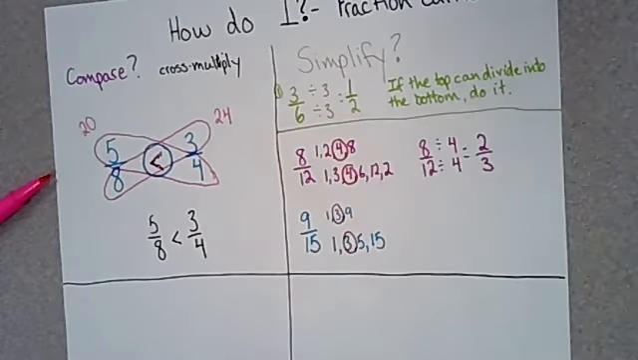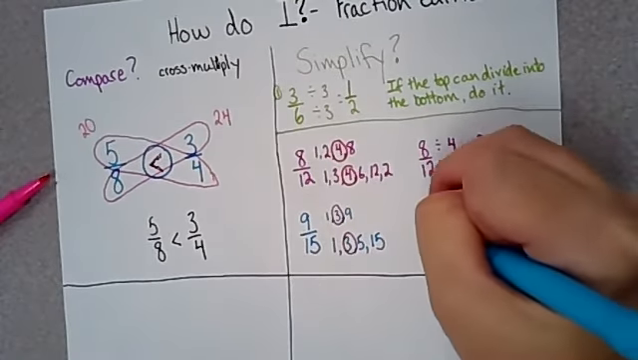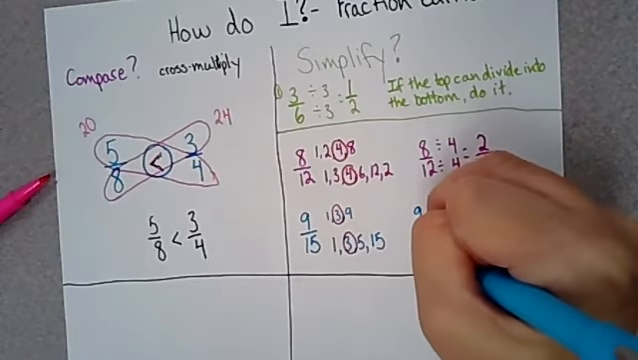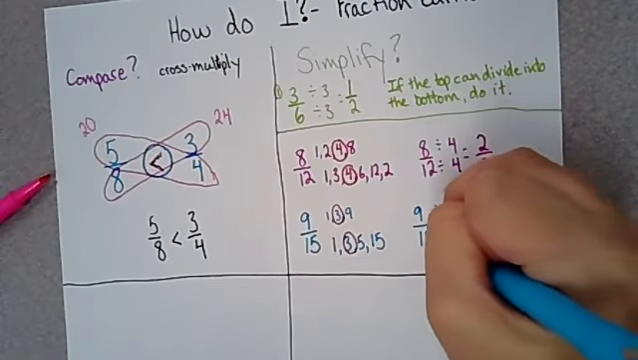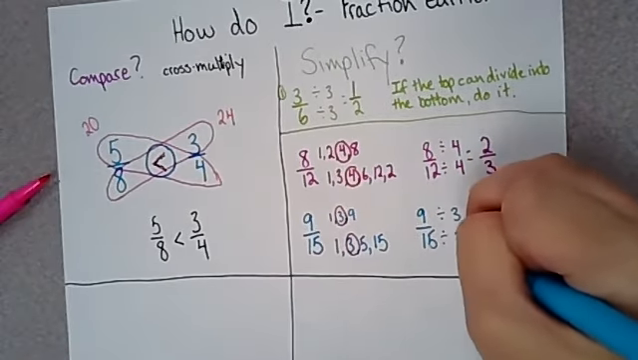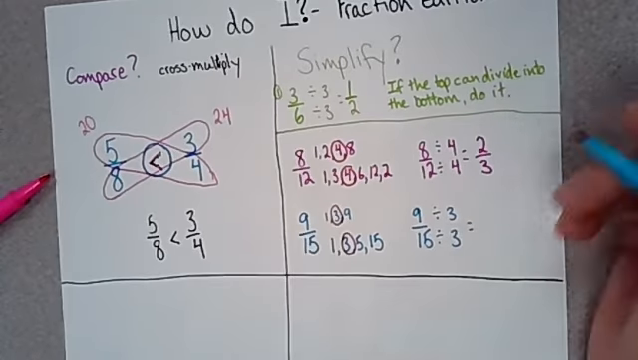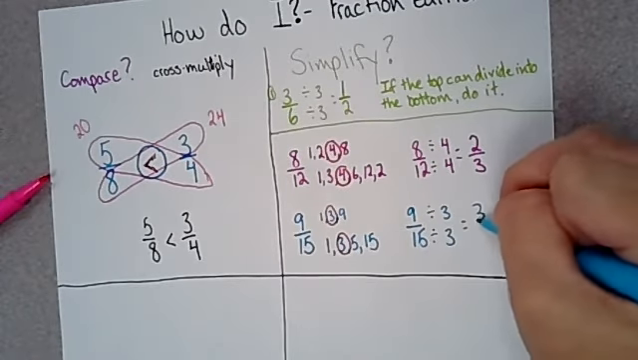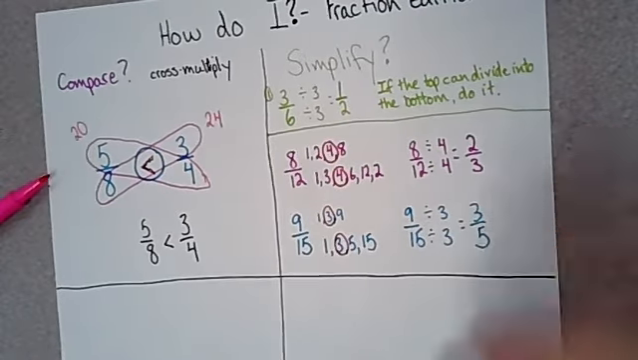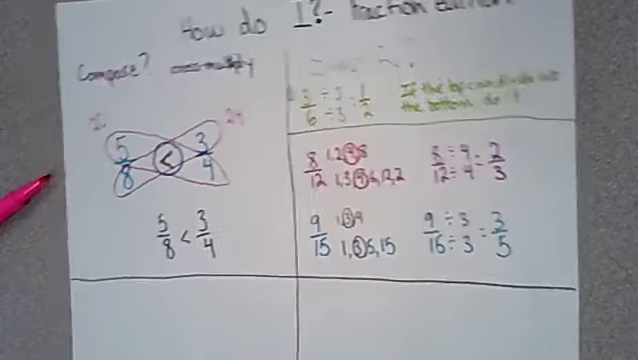So 9/15. Divide it by 3. 9/15. Divide the top and divide the bottom by 3. To simplify, you always divide the top and the bottom by the same number. So you get 3/5. And there is your simplified fraction.